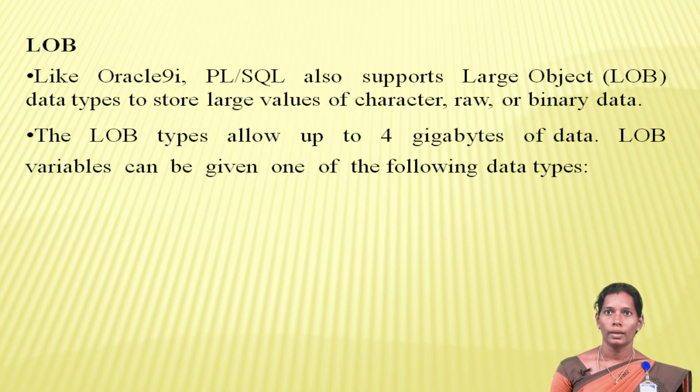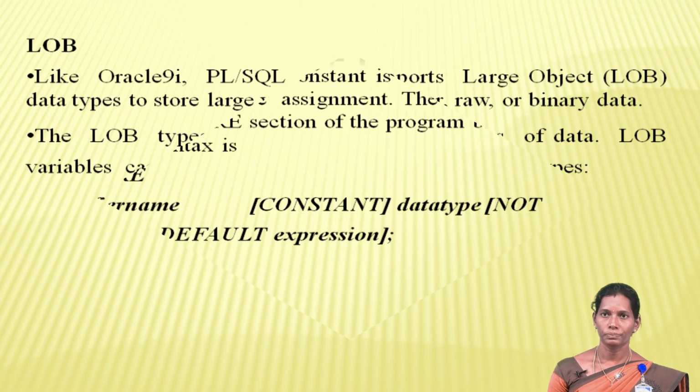For example, the BLOB type consists of a pointer to a large binary object inside the database. The CLOB type contains a pointer to a large block of single-byte character data of fixed width. The NCLOB type contains a pointer to a large block of multi-byte character data of fixed width. And the last one is the BFILE type, which contains a pointer to a large binary object in an external operating system file. It contains the directory name and the file name.